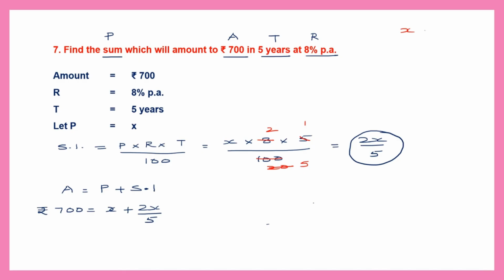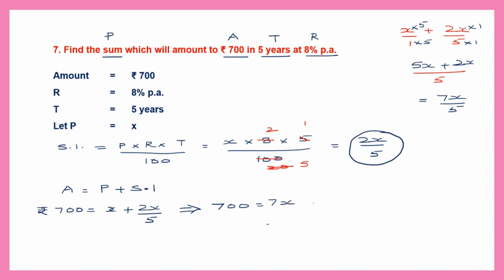So X plus 2x by 5. Now this is like addition of fractions now, isn't it? So the LCM will be 5. Now let's continue. 1 into 5 is 5. So x into 5 is 5x. So this becomes 5x plus 5 into 1 is 5. 2x into 1 is 2x. So what do we get here? 5x plus 2x is 7x. 7x by 5. So now remember, this is now in the form of an equation. So 700 is equal to 7x by 5.